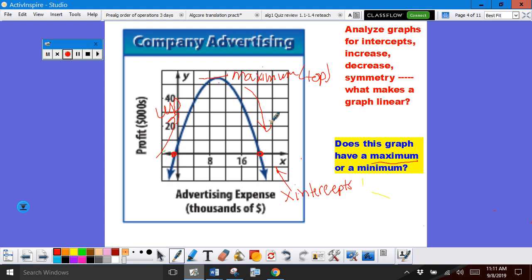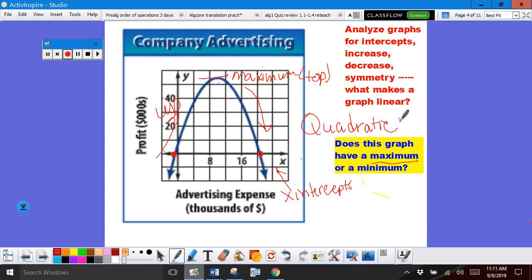So this one is looking at advertising expense and profit over a period of time. So you can see it starts out that the profit is very low, and then the profit gets maxed out, and then it starts to decrease, which means something needs to change. This one is actually called a quadratic function.